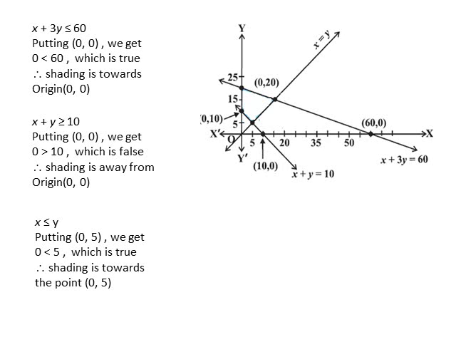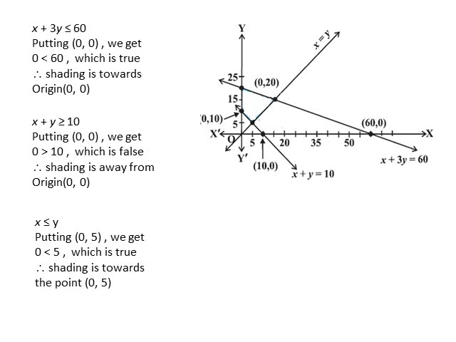To decide shading of third inequality, we can't use origin because line passes through origin. So now choose any other point which is not on the line. Let's put 0, 5 in the inequality. It satisfies the inequality, so shading of inequality is towards the point 0, 5.